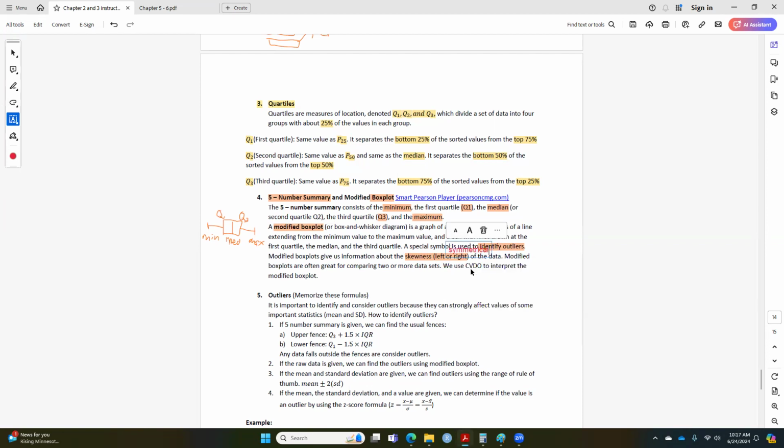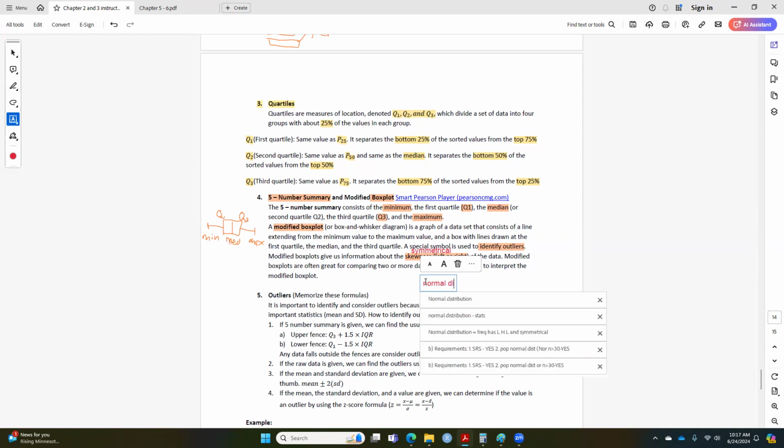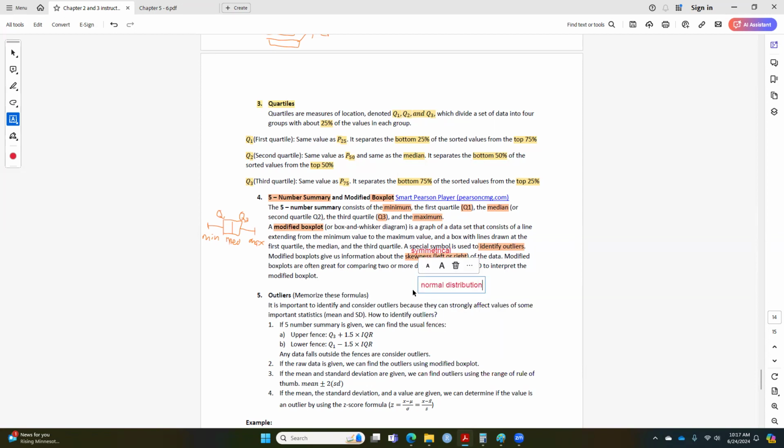So your box plot can tell us skewness to the left, skewness to the right, or that it is symmetrical. However, a modified box plot cannot tell a normal distribution. You cannot do the normal distribution for a box plot in this case. Please make sure you know that it can only tell whether it is symmetrical, skewed left, or skewed right. For example, if you get a box plot from StatCrunch, you can draw it.